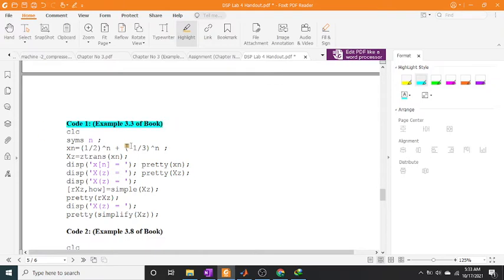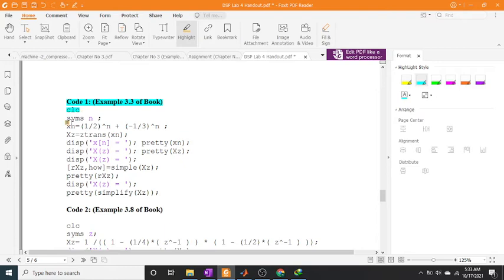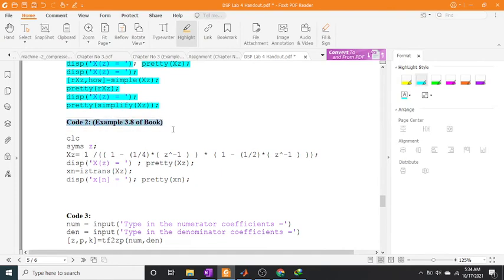Code 1, example 3.3 of the book. clc. syms n. x(n) equals (1/2)^n + (-1/3)^n. xz equals ztrans(xn). disp('xn ='), pretty(xn). disp('xz ='), pretty(xz). rxz equals simple(xz). pretty(rxz). disp('xz ='), pretty(simplify(xz)).